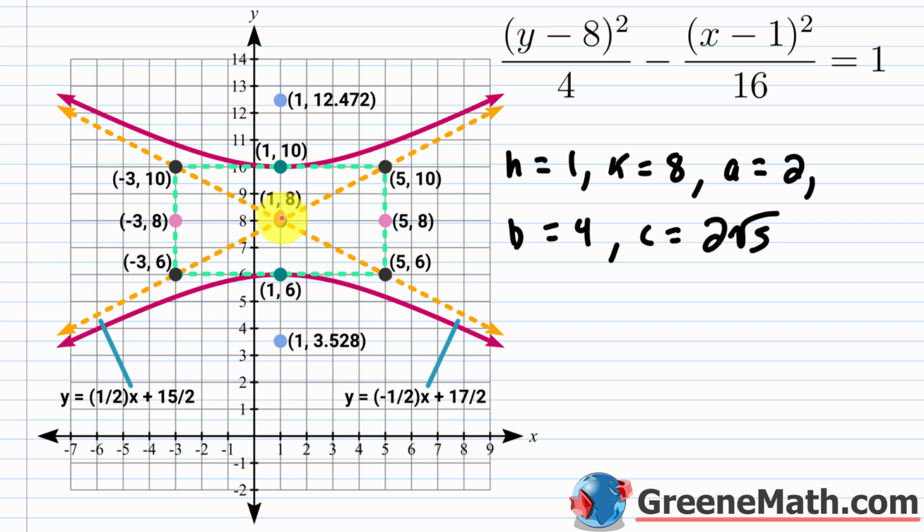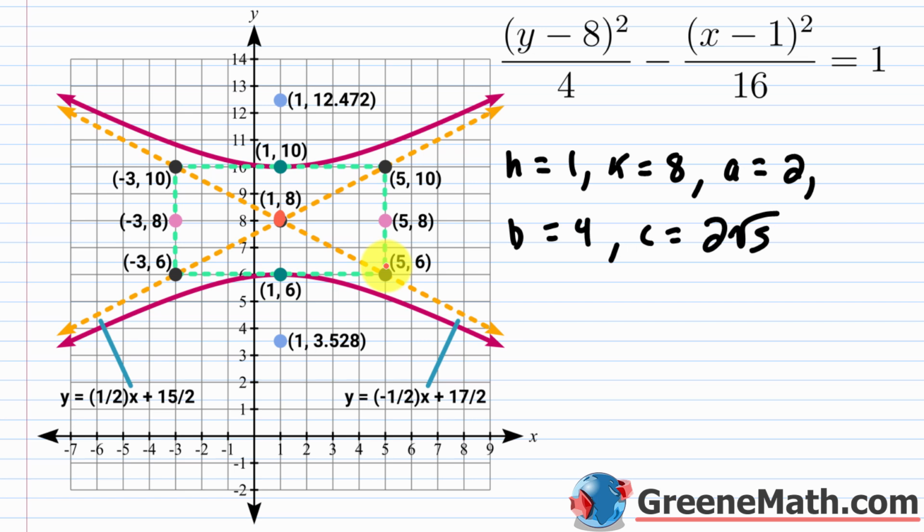Then from the center, I'm going to go 4 units to the left and 2 units up. I'm going to be at negative 3 comma 10. From the center, I'm going to go 4 units to the left and then 2 units down. I'm going to be at negative 3 comma 6. And then lastly, from that center, I'm going to go 4 units to the right and then 2 units down. So I'm going to be at 5 comma 6.